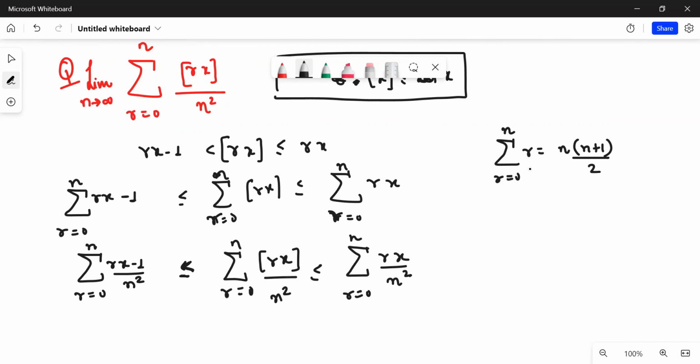Sorry, there is a 0 also. And 0 will not contribute in general, because if 0 is there, it's not going to make much difference. So it is going to be n into n plus 1 by 2. In any case, this is n into n plus 1 by 2.